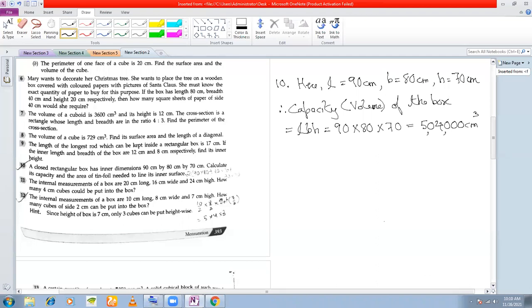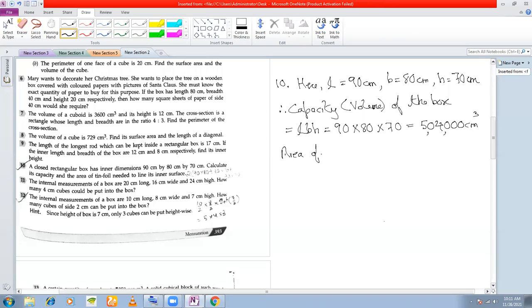The second part is find the area of the tin foil needed to line its inner surface. What do you mean by lining the inner surface? Suppose in a room, if you are painting the room, you're lining the walls with paint, right? You want to line the inner surface of this with a tin. That means you want to cover the walls, including the floor and the ceiling, with the tin. So what will you require? What is the area of tin that you will require? Which will be equal to the surface area of the cuboid, right?